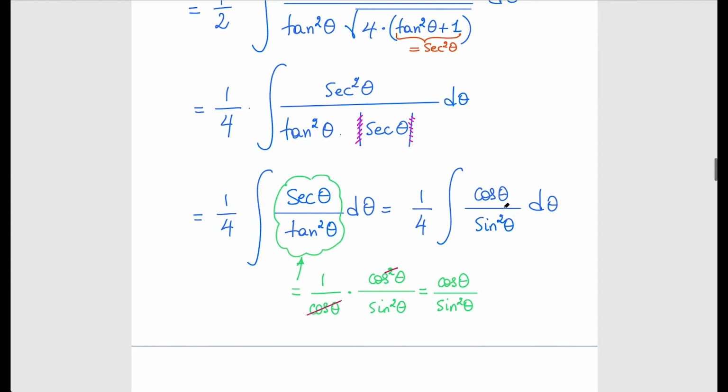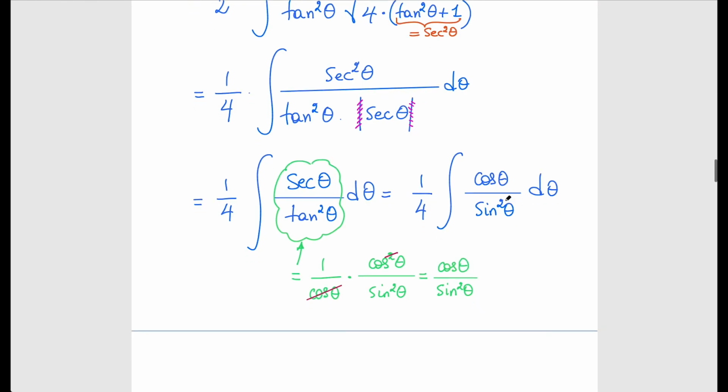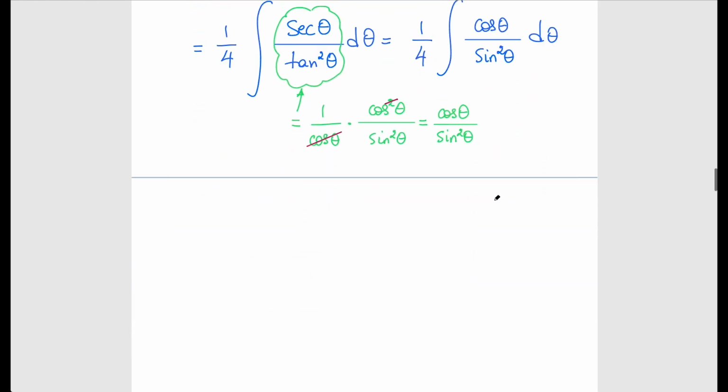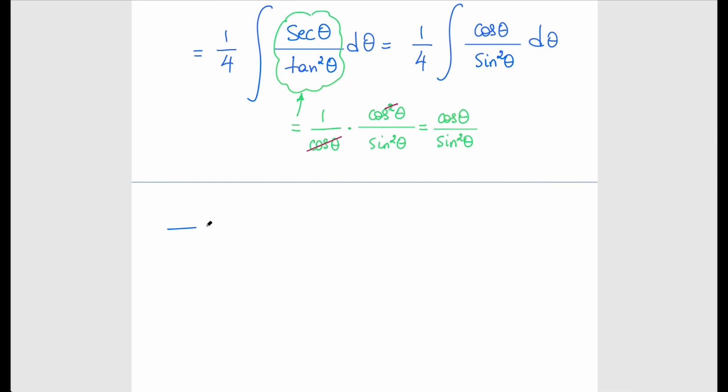We can use substitution rule here, right? We can set u to be sine theta, and as such we can get the du to be cosine theta d theta. Correct? Let's do it. So let's introduce the variable w to be sine theta. This means dw is equal to cosine theta d theta, right?